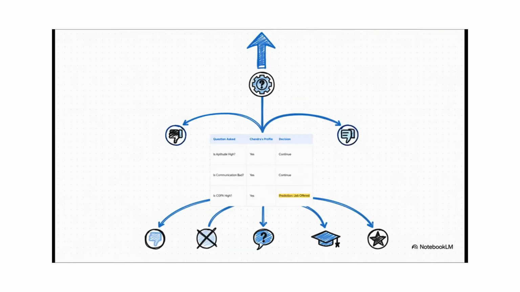This table is the perfect example. Let's try and predict if a candidate named Chandra will get a job offer. We're just going to follow the path down the flowchart. So, starting at the top, is her aptitude high? Her profile says yes. Okay, we continue. Next question, is her communication bad? Yep, so we keep going. And the final question, is her CGPA high? Yes, it is. And that path leads us straight to our final prediction, job offered. It's just an incredibly intuitive way to map out complex rules.